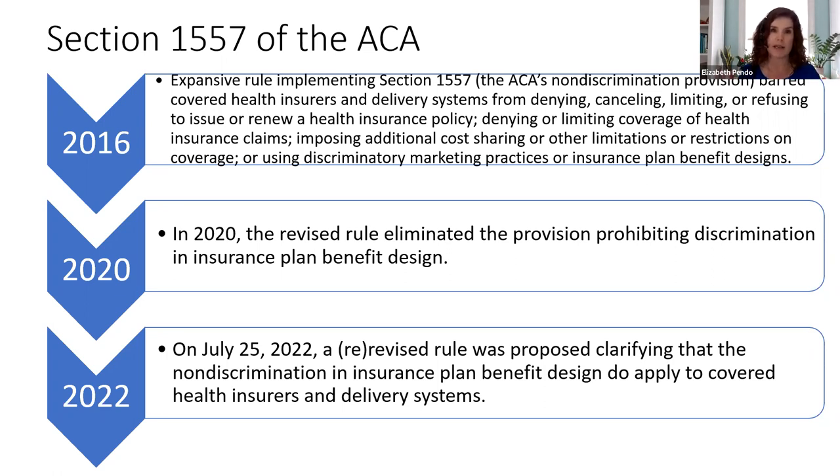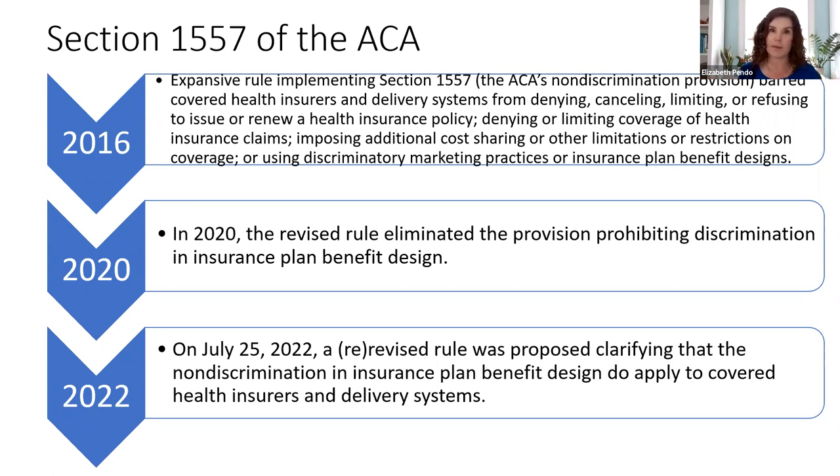But right now we're caught in this tug of war about how broadly to interpret a provision of the Affordable Care Act that prohibits discrimination. It's referred to as Section 1557, because that was the section number in the original bill. And it amends existing civil rights laws, including the Rehabilitation Act, to say that you cannot discriminate on any of these bases in a wide variety of health programs and activities.